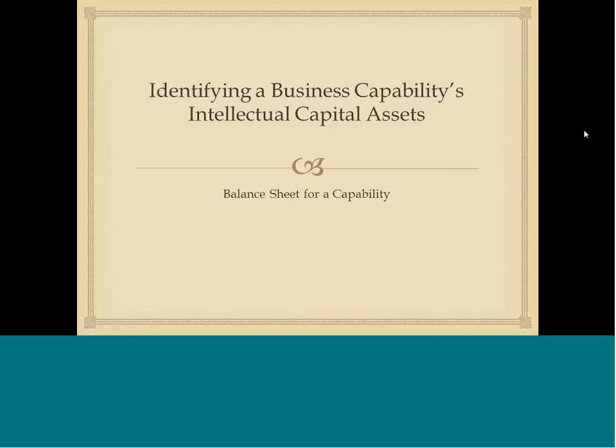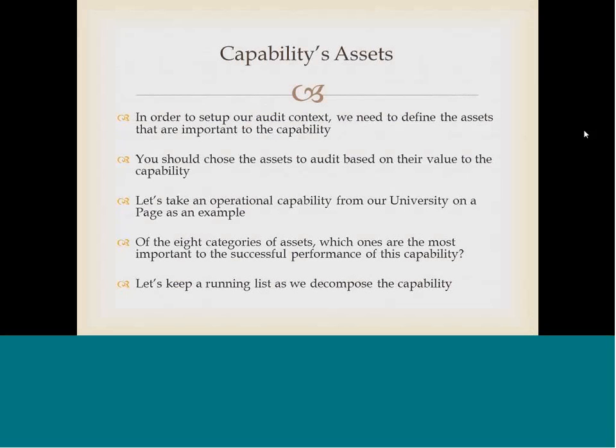So let's take an individual business capability and walk through the intellectual capital assets that are required to support it. This is going to give us the starting point for our balance sheet for our capability. In order to set up our audit context, we need to define the assets that are important to a capability. So you should choose those assets to audit based on their value to the capability.